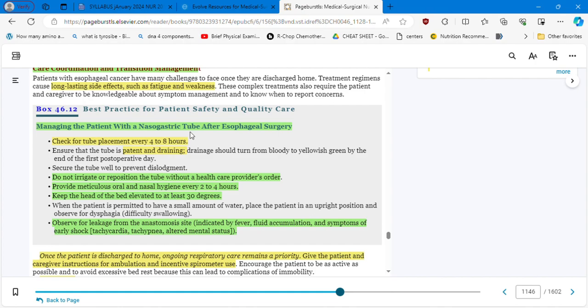Managing the patient with NG tube after esophageal surgery. Check for tube placement every 4 to 8 hours. Make sure the tube is patent and draining. Do not irrigate or reposition the tube without a healthcare provider's order. Please provide meticulous oral and nasal hygiene every 2 to 4 hours.